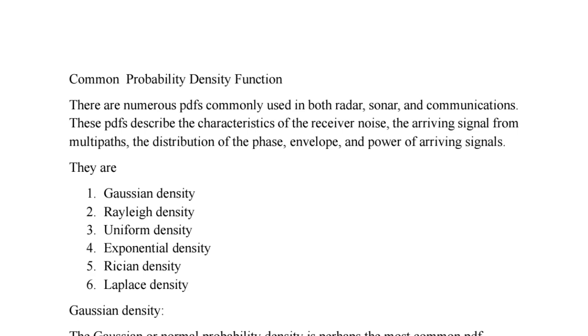For example, if you want to design a weather prediction model, we cannot use mental calculation for predicting something. For that, a statistical report or statistical analysis is needed. In wireless communication also, we introduce this statistical analysis to estimate the parameters of the receiver noise and the arriving signal for multipath, and the distribution of the phase, envelope and power of the arriving signal.